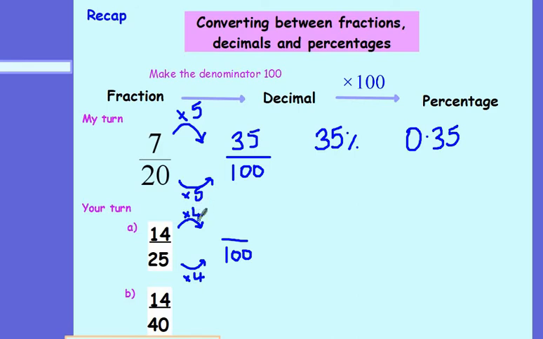14 multiplied by 4 gives me what, Evie? 56, thank you. So we're looking at 56%, or 0.56. Remember, to go from a percentage to a decimal, we divide by 100. To go from a decimal to a percentage, we multiply by 100.